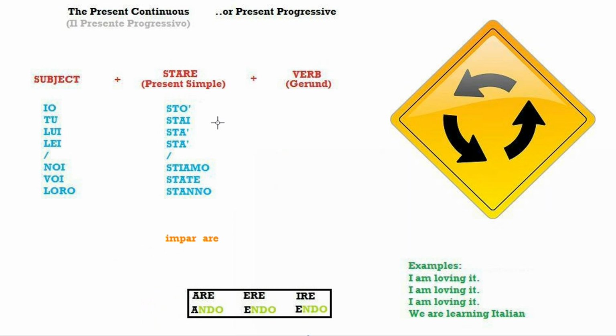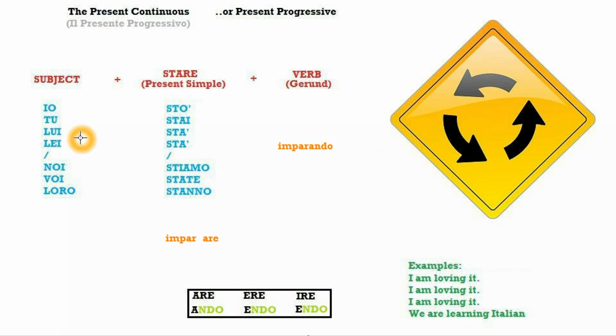So basically, you have imparando right here. So I am learning. Io sto imparando. Tu stai imparando. Lui sta imparando. She's learning. Lei sta imparando. We are learning. Noi stiamo imparando.